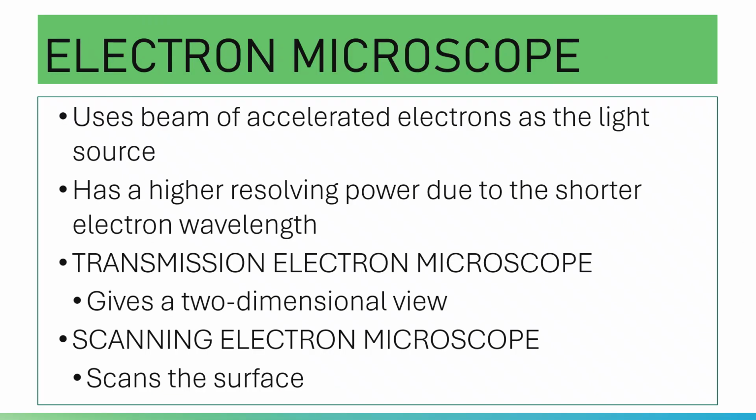Then you have your electron microscopes. Of course, they use a beam of accelerated electrons as the light source, in contrast to the visible light used by bright field and the other microscopy that we learned. Your electron microscope has a higher resolving power due to the shorter electron wavelength, compared with the nanometer wavelength of visible light. So you have two types: the transmission electron microscope and the scanning electron microscope.